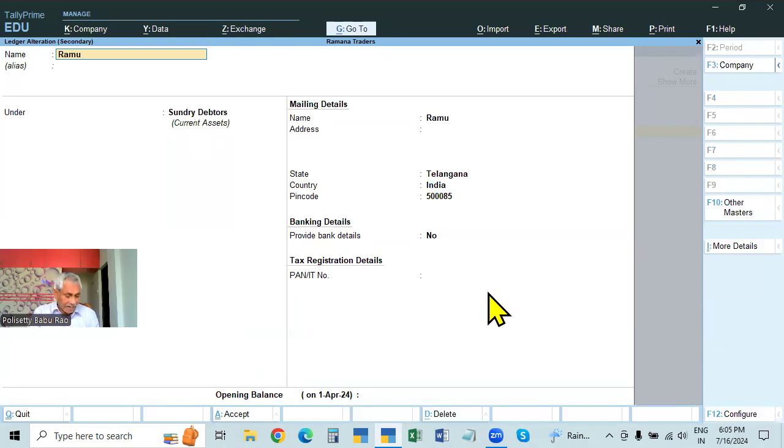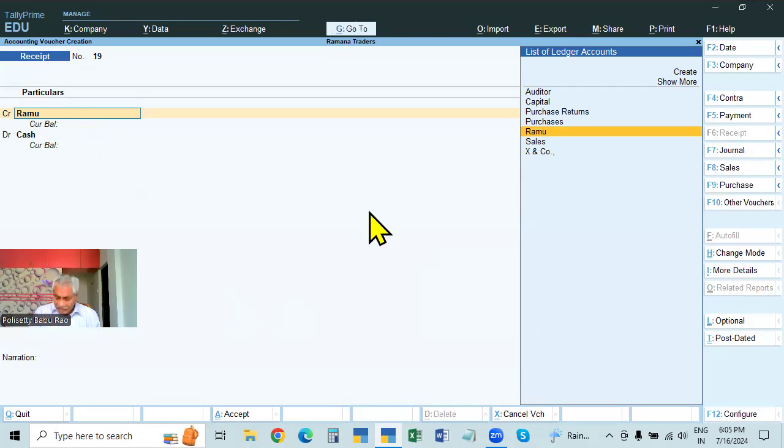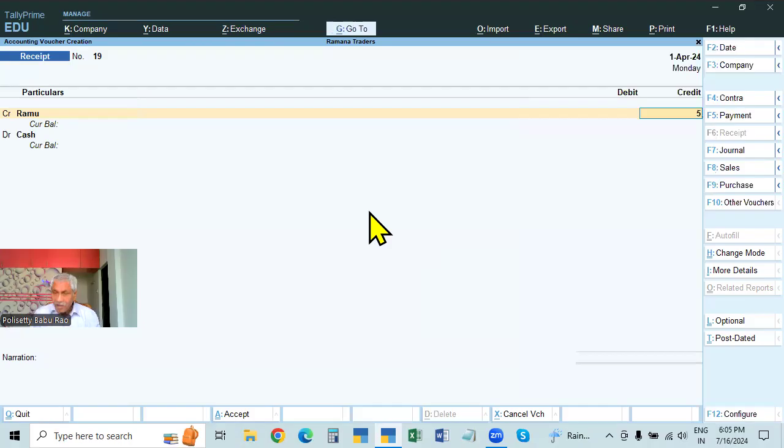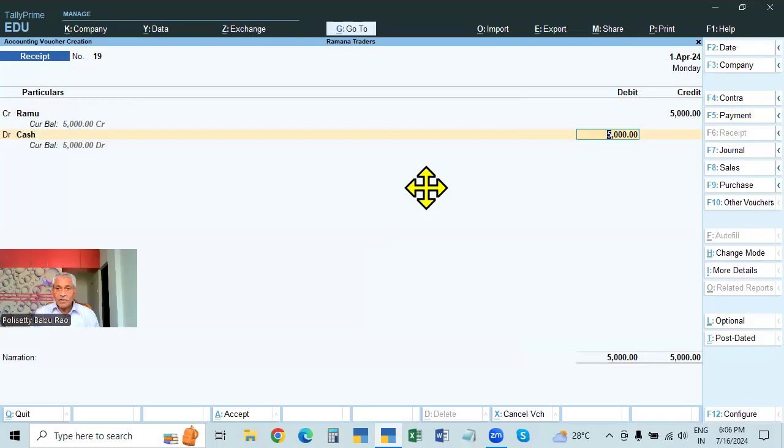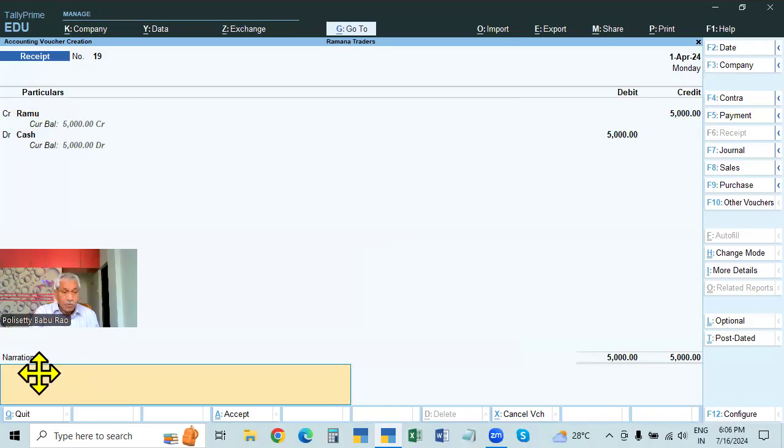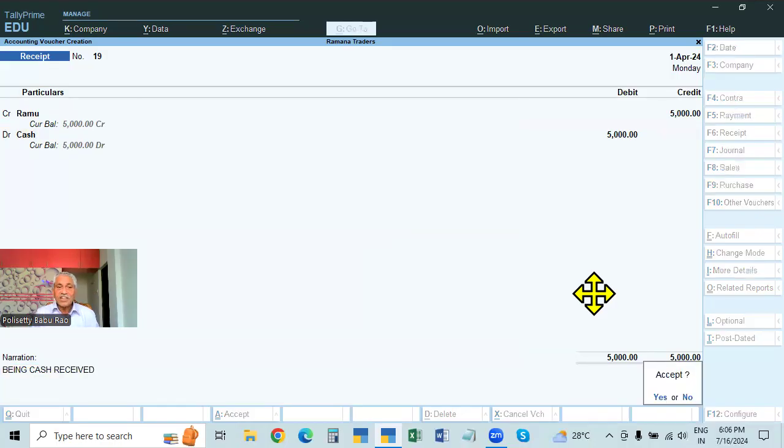See here, sundry debtor. So he is a sundry debtor. We received from him 5,000 rupees, and debit, we are receiving cash. If you receive through bank, you will enter bank here. Okay. Cash account received 5,000. And here we have to enter the narration. We need not take brackets. So, being cash received. All these are not necessary because Ramu is given in the entry for cash received.